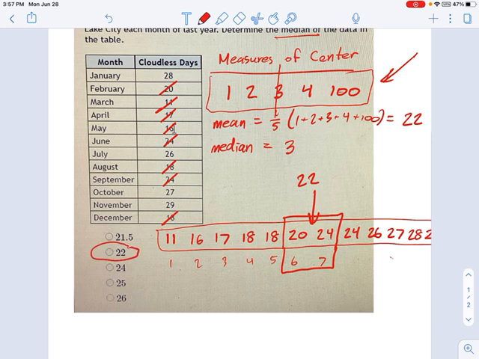And you can see how long that took, right? We have to sort the numbers out, figure out what's in the middle. If it's an even number, we have to then split the difference of the two numbers that are almost in the middle. So this one just takes a little time.